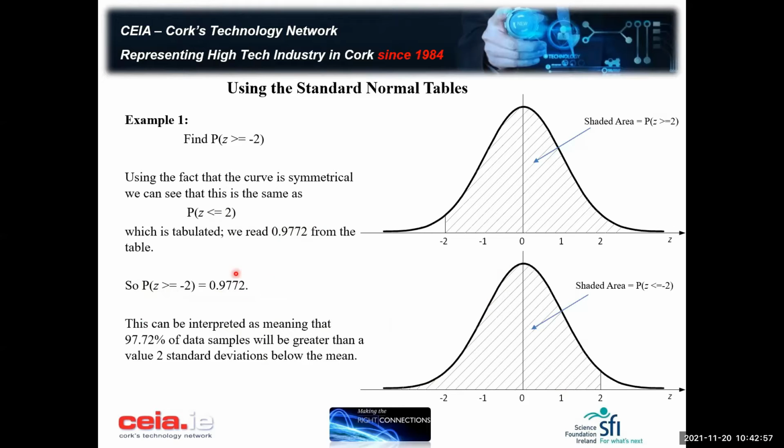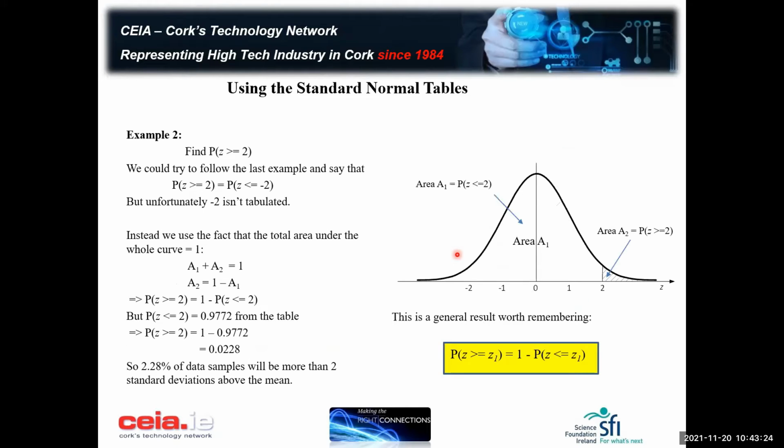And how do you interpret that? Well, you say that 97.72% of all data samples are greater than a value 2 standard deviations below the mean. This is your value that's 2 standard deviations below the mean. 97% of values are greater than that, 97.72%. Okay, that's a simple example.